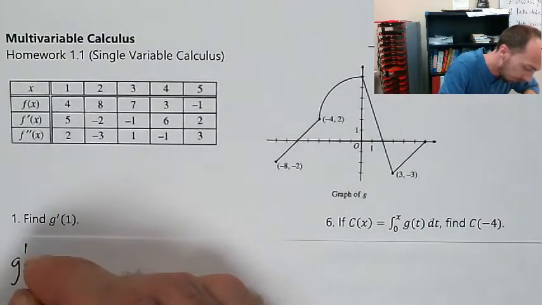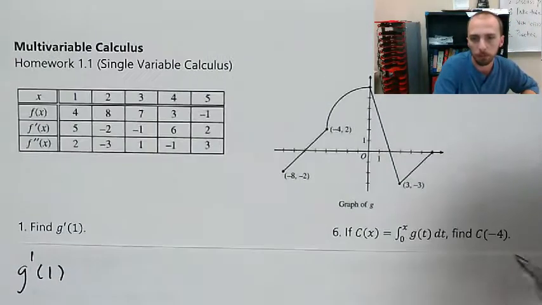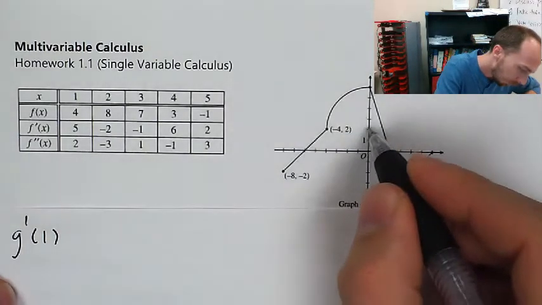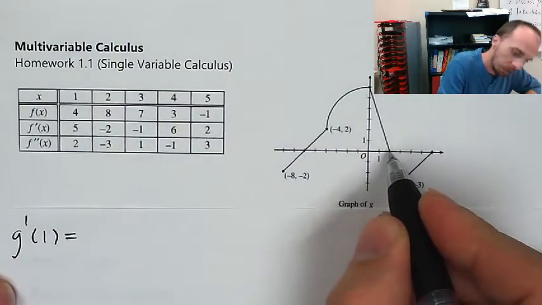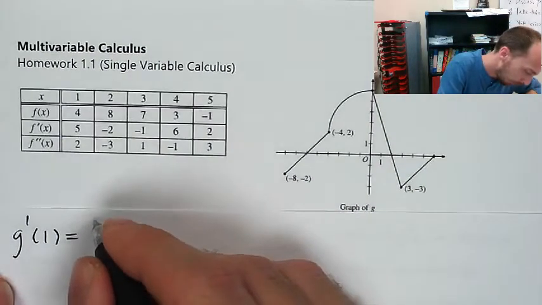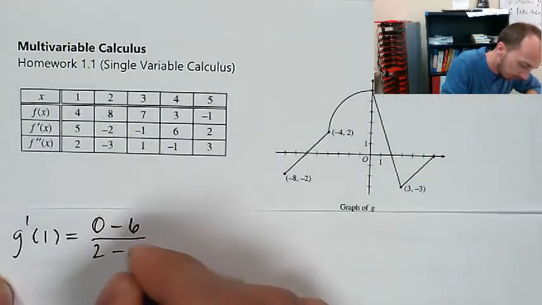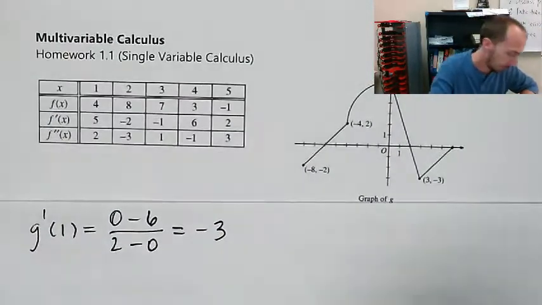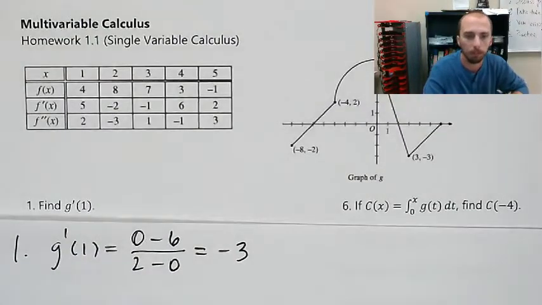g prime of 1 is the slope of the graph of g where x is equal to 1. So I'm going to need to figure out the rise and the run here. I'm going to say, well, it went from the point 1, 2, 3, 4, 5, 6, so (0, 6), to, say, (2, 0). That's 2 points I know that are on it. So if I go y2 minus y1 divided by x2 minus x1, I'll get negative 3, which is going to be the slope. Okay, so that's how we would find the slope of a function where we can see the graph and it was linear.